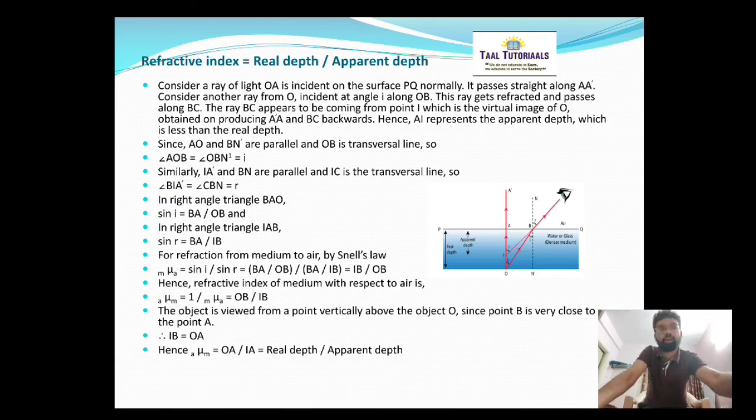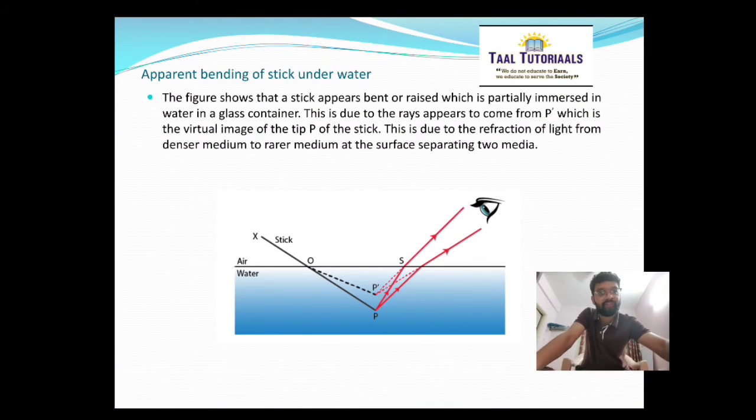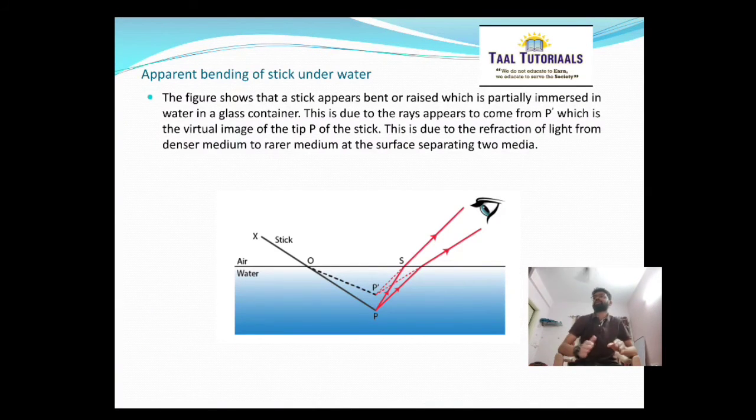Now, I'll make you understand a very simple phenomenon, that is apparent bending of a stick under water. See, the figure shows a stick that appears bent or raised, which is partially immersed in water in a glass container. This is because the rays appear to come from P dash, which is the virtual image of the tip B of the stick. This is due to the refraction of light from denser medium to rarer medium at the surface separating the two media.